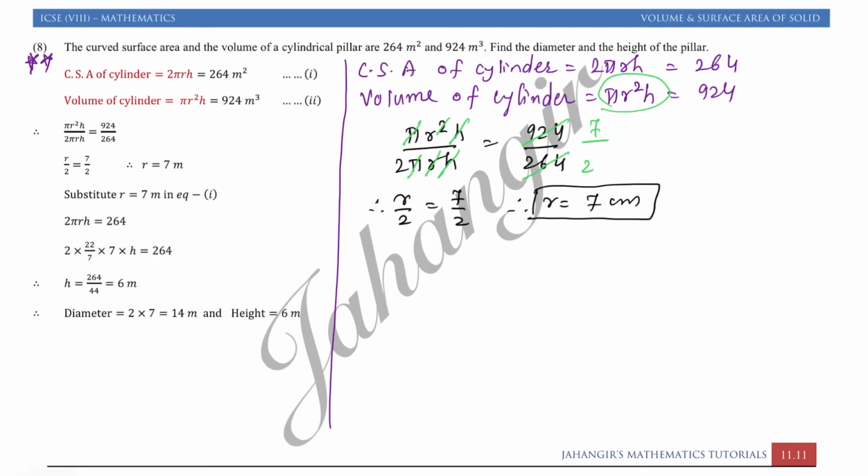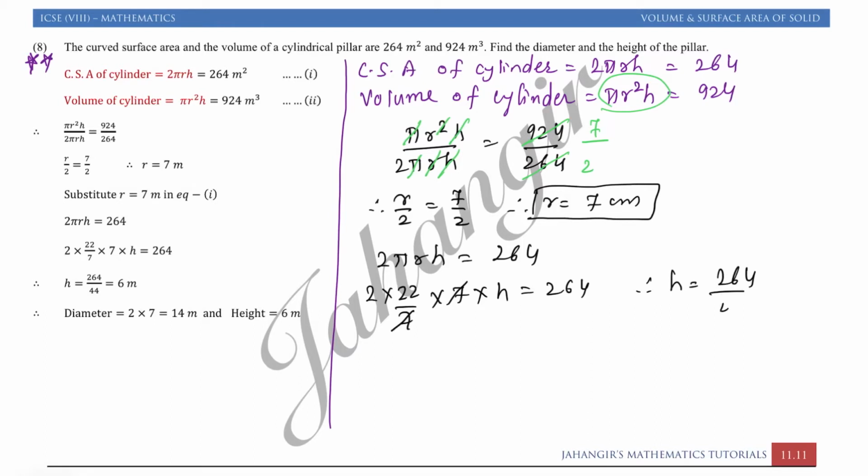Now we will substitute this 7 in any of the equations. I will prefer CSA. So I can write 2 pi r h is equal to 264. So 2 into 22/7 into 7 into h is equal to 264. 7 will get cancelled. So therefore h is equal to 264 upon 44, that is equal to 6. It is meter, so I can write meter over here.